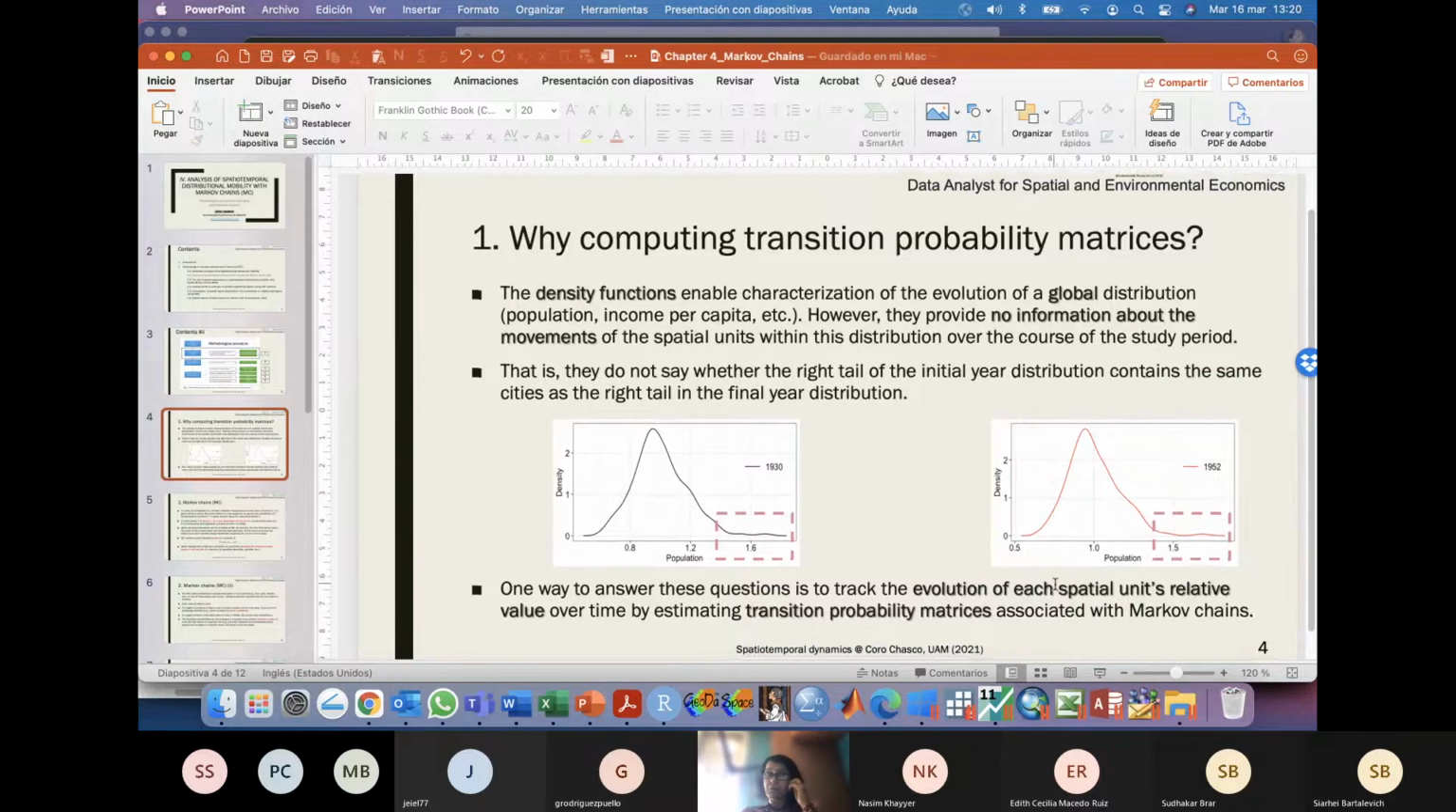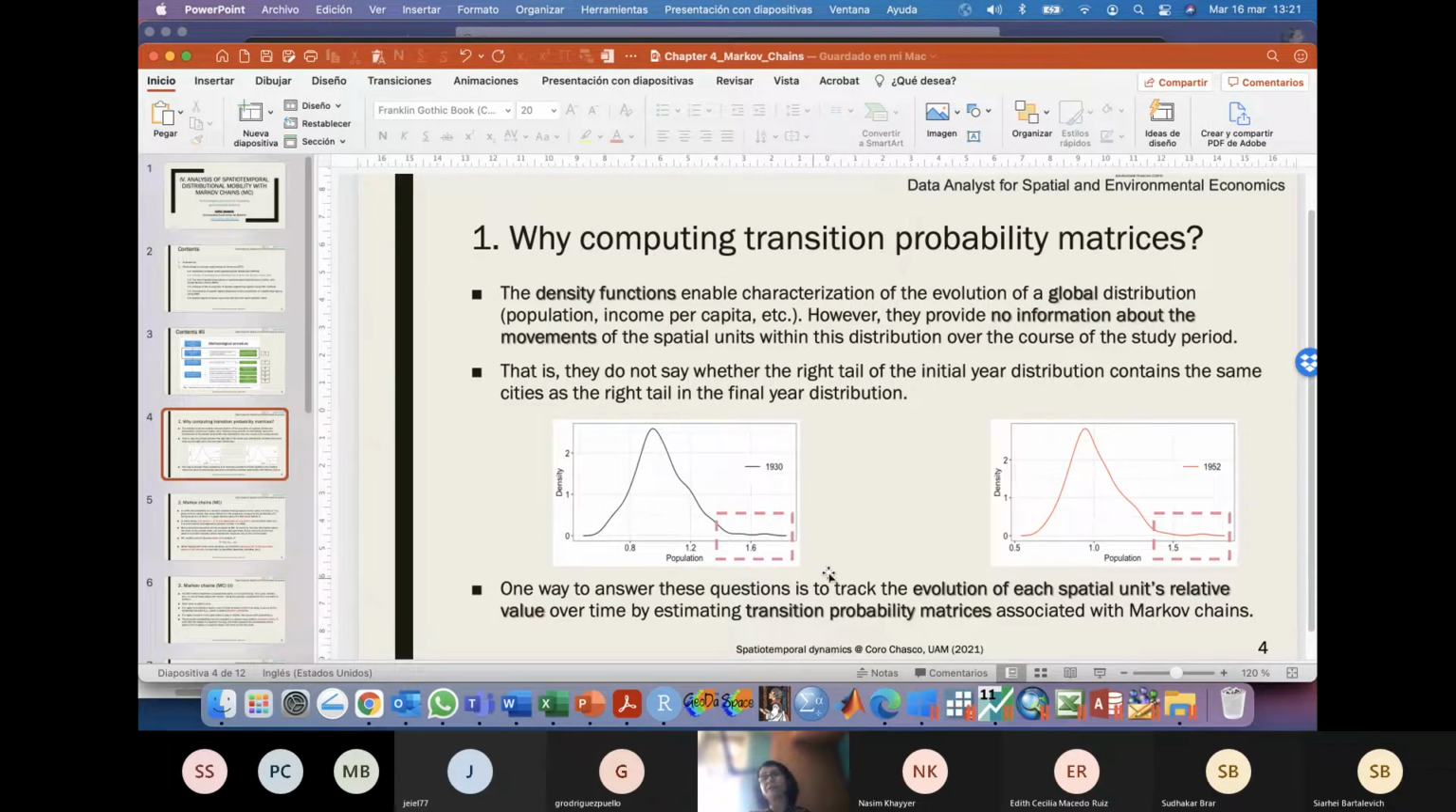So one way to answer these questions is to track the evolution of each spatial unit's relative value over time. So we can make a tracking. What happens with this city? Well, this city is, I don't know, perhaps in the last quantile in the first year, but it jumps to the fourth quantile in the other period, and so on and so forth. And we can do that in an automatic way, not tracking all the observations. That could be very tedious and very complicated to do. We can estimate what we call the transition probability matrices that are associated with Markov chains.